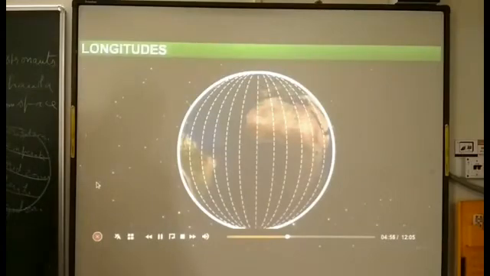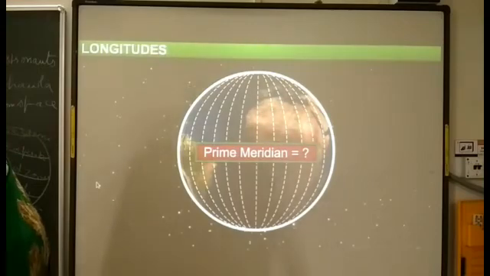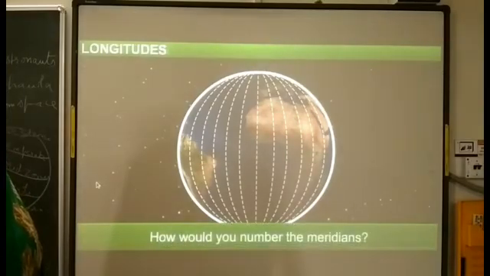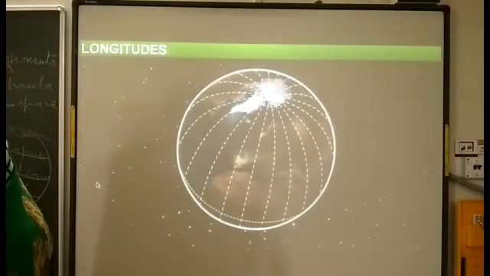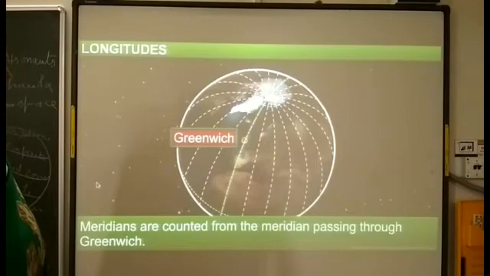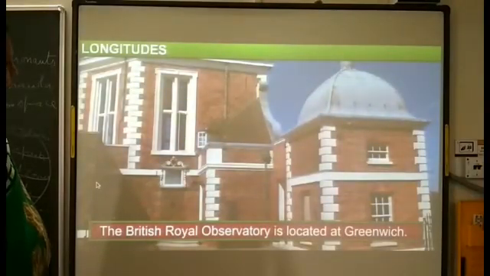There is an interesting background to the prime meridian. You have already learned that all meridians are of equal length. So, the problem was, how would you number the meridians? Where would you start? To determine a starting point, all countries reached an agreement that meridians should be counted from the meridian that passed through Greenwich. Greenwich is where the British Royal Observatory is located.